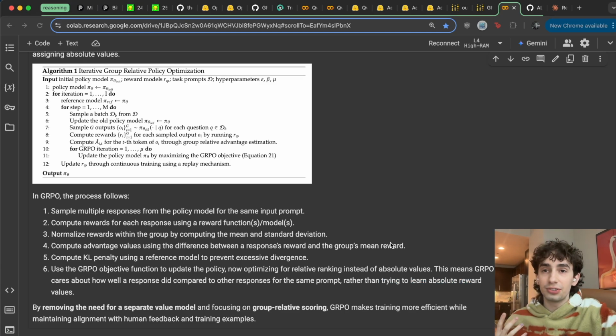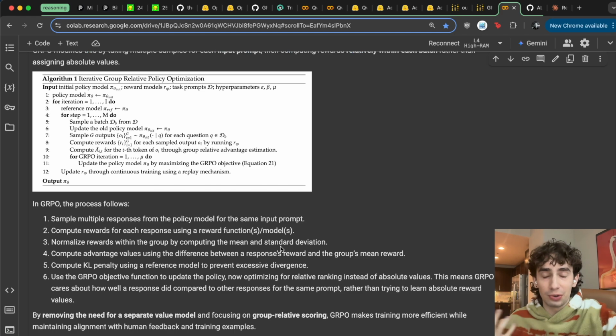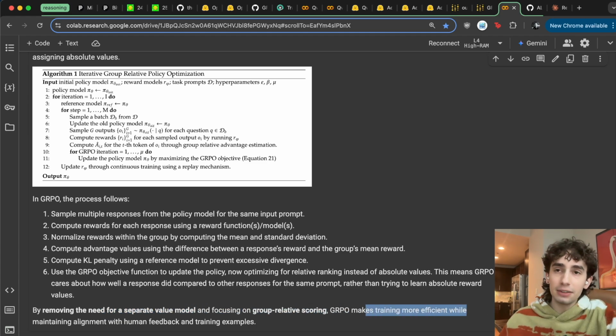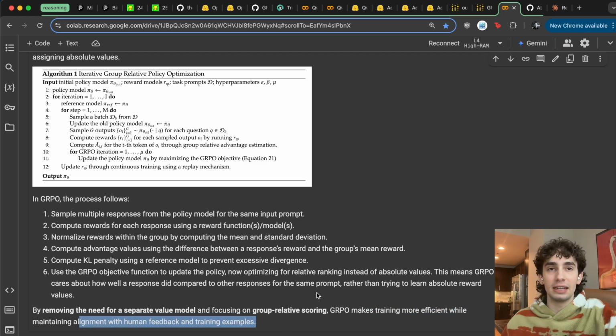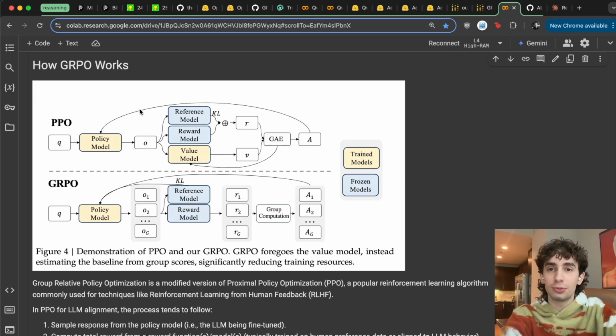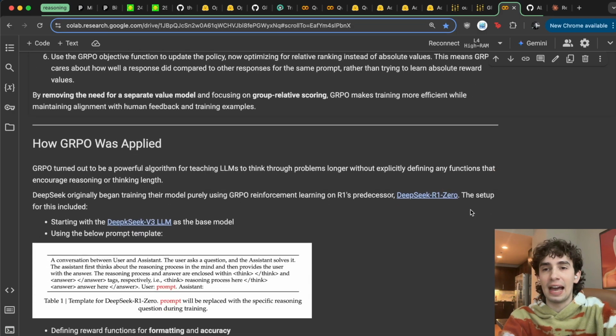We'll get into exactly how this helped actually unlock emergent reasoning capabilities in a second, but one of the big benefits of this is that removing the value model and using this group relative scoring makes the reinforcement learning training process much more efficient, while also maintaining the alignment with human feedback. So this is really the core of why the DeepSeek team claims that they're able to push this incredible performance on limited hardware. And while the theory behind these reinforcement learning algorithms is cool to know, it's especially cool to see how they're actually applied.